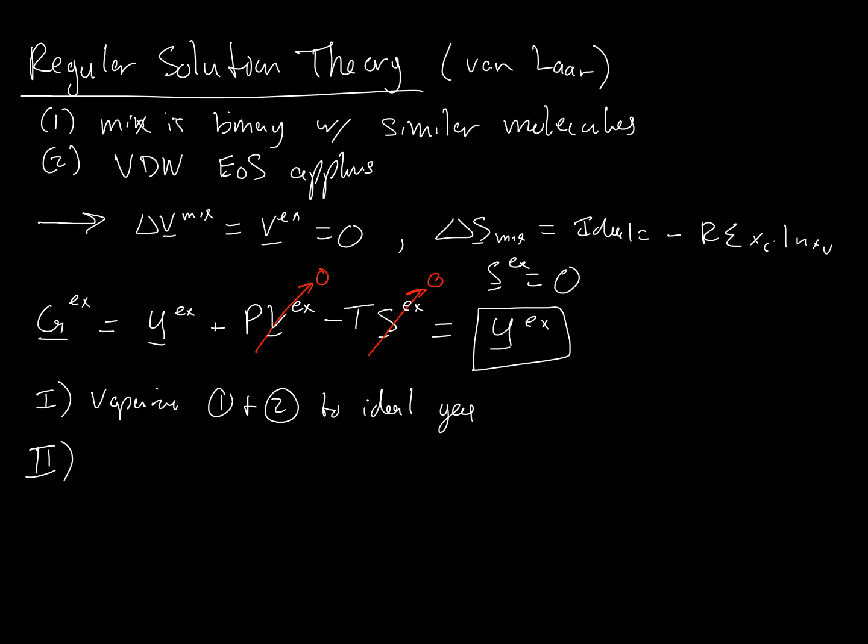We're first going to vaporize pure component 1 and pure component 2 to the ideal gas state. We're going to mix the ideal gases together. Recall that the excess internal energy, excess enthalpy, or excess volume of mixing for an ideal gas is always going to be 0. And then lastly, we are going to isothermally compress.